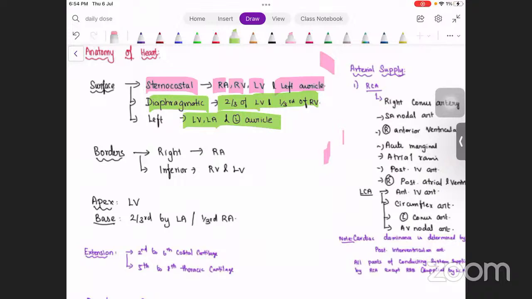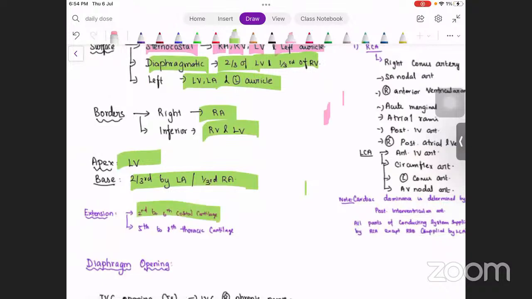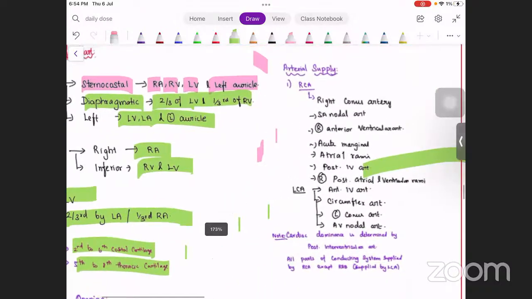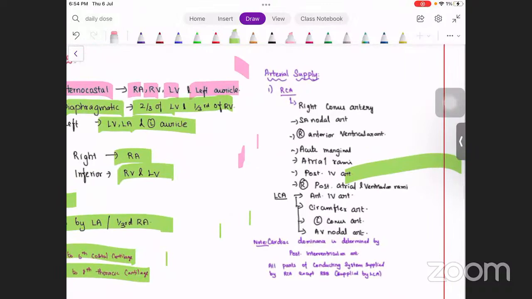Then you have the borders. The right border is the right atrium, and the inferior border is the right ventricle and left ventricle. And then you have the apex, which is the left ventricle, and the base, which is 2/3 by the left atrium and 1/3 by the right atrium. Then you have the extension. The heart extends from the 2nd to 6th costal cartilage, and 5th to 8th thoracic vertebra. So you have the arterial supply of your heart.